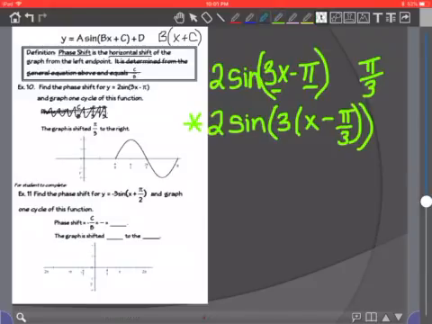Okay, so if you want to double check it, if you were to multiply that back, you would have 3 times x is 3x. 3 times negative pi over 3 is going to be a negative pi. So it will get us back to our original equation.